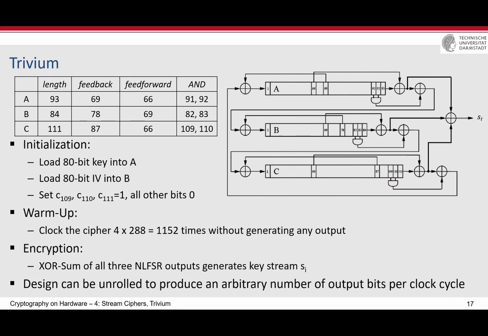This is the load or initialization, and the warm-up is that we need to run the cipher clock 1152 times without generating any output, meaning this output should be discarded and not sent out. If you send this out, you may actually leak information. Then after 1152 times, you are ready to say, okay, this output is ready to be used as key stream.